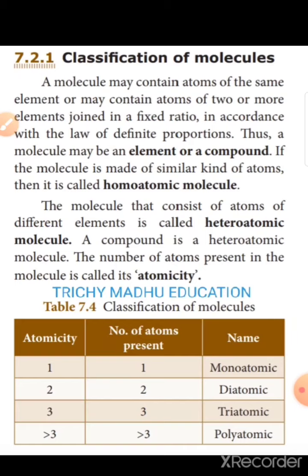Classification of molecules: above 3, the number of atoms present is above 3, and it is called polyatomic. When the atomicity is 1 and the number of atoms present is 1, it is monoatomic. Number of atoms present is 2, atomicity is 2, it is diatomic. Number of atoms present is 3 and atomicity is 3, so it's triatomic. If the number of atoms present is above 3 and the atomicity is above 3, it's called polyatomic. So this is the classification of molecules.